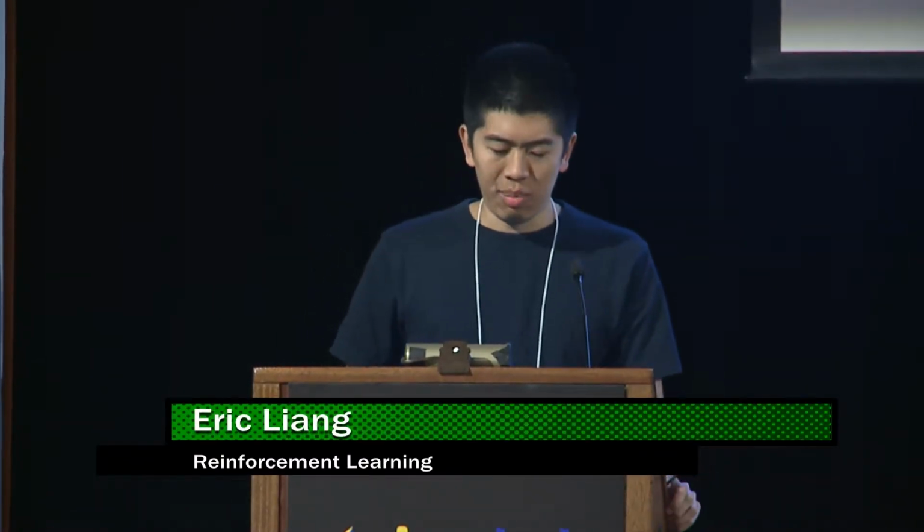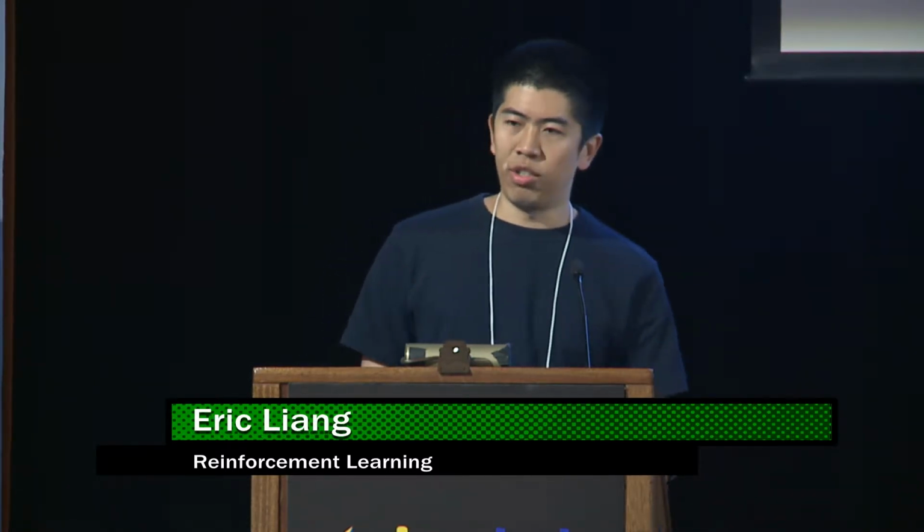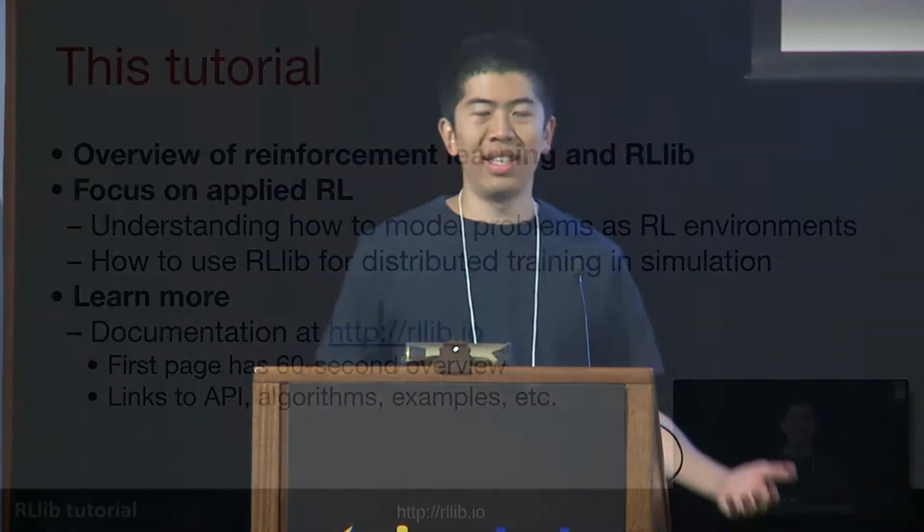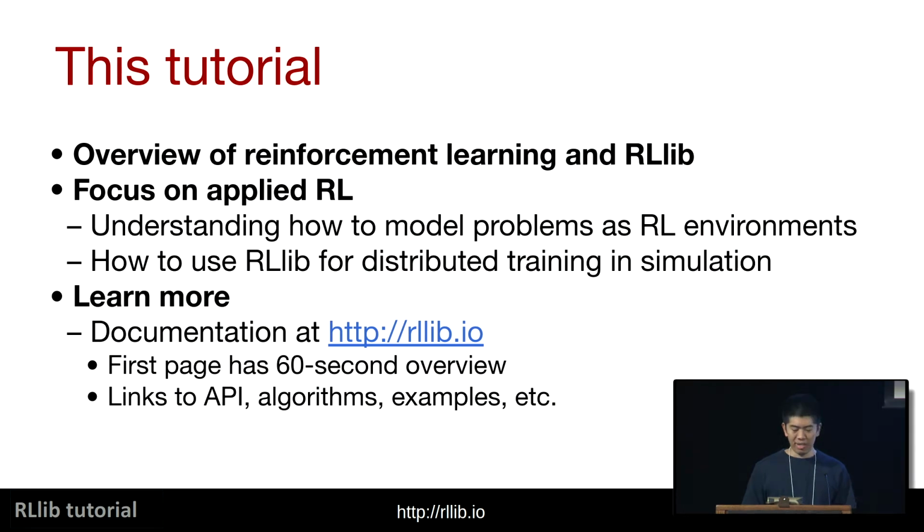So this tutorial is going to be an overview of RL and RLlib with a focus on applied reinforcement learning, understanding how to model problems as RL environments, and how to use RLlib for distributed training and simulation. Clearly you can't overview RL and can't learn all of RL in 10 minutes. So there's a lot more documentation online, in particular with the overview of RLlib and also links to the API, algorithms, examples, and so on.